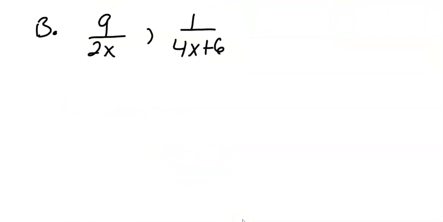So we'll go 9 over 2x and then 1 over 4x plus, so we'll get 16. Okay. 2x, nothing you can do with that one, but you have 4x plus 16 here. So if you take this denominator and factor it out, that leaves you with 4 times x plus 4. Okay, so this denominator, we didn't do anything with it.